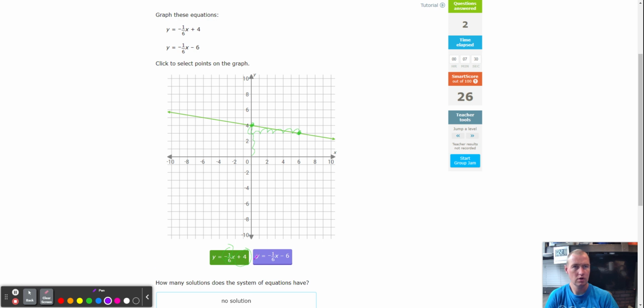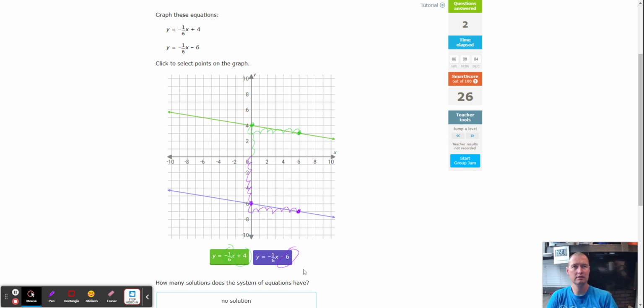Purple. We have our y-intercept of negative 6. Negative 6 is where it crosses the y-axis. So go to negative 6: negative 1, negative 2, negative 3, negative 4, negative 5, negative 6 lands right here. We're going to fall 1, right 6, down 1, right 6. 1, 2, 3, 4, 5, 6 lands right here. And those are our 2 points. And we're going to make the beautiful graph. There we go. All right.